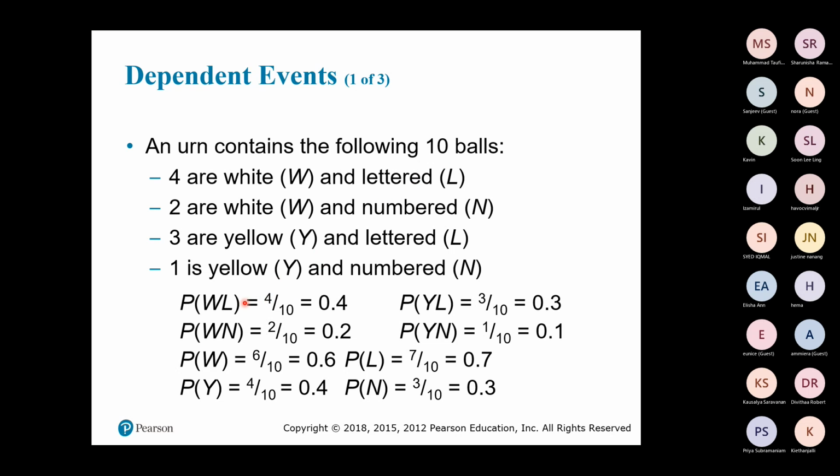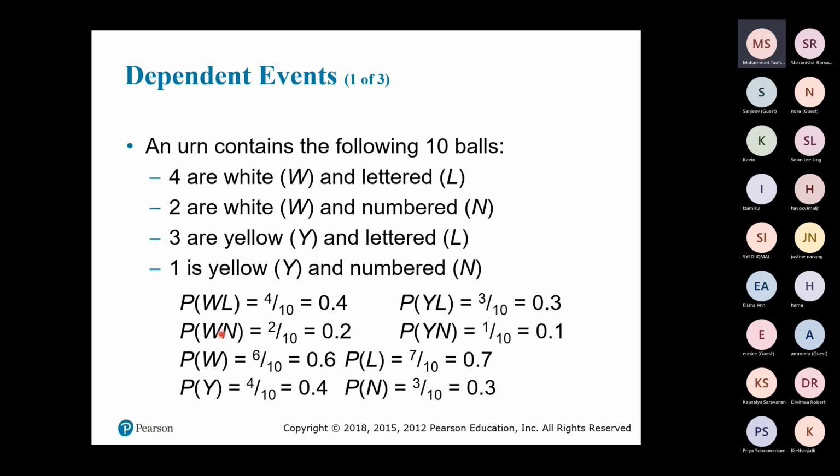So the probability of getting a white ball and lettered out of 10 balls is 4 out of 10, or 0.4. And then the probability of getting a yellow ball and lettered. We have 3 yellow and lettered balls, so 3 out of 10. The probability of getting a yellow and lettered ball is 0.3.